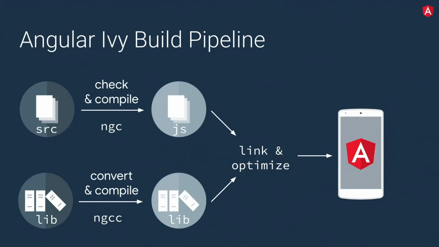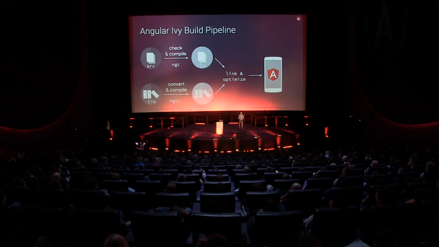Here is how everything is going to work once you're using a View Engine library with your Ivy application. We're going to compile your Angular application with ngc, and we're going to produce a bunch of JavaScript. At the same time, since your library has already been compiled to View Engine, so you have the metadata files and the factories, we're going to compile this with another compiler called ngcc, the Angular Compatibility Compiler. Once we have these two outputs, they're going to be completely Ivy compatible, so we're just going to link them together and optimize them so we can take advantage of all the benefits that Ivy is going to provide.